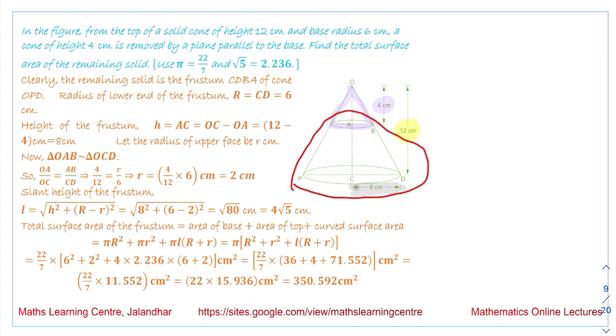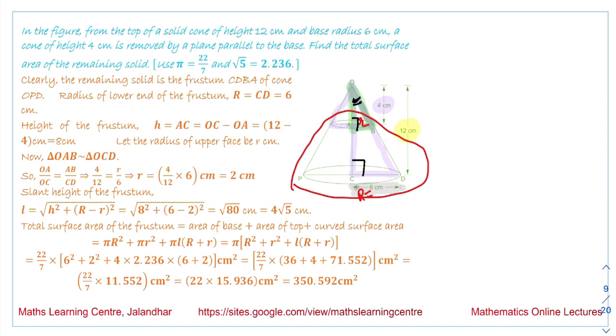So first of all we have to calculate the value of this radius, small r. The value of this is capital R. If we look at these two triangles, the triangle OAB and the second triangle OCD, this angle at C is 90 degrees, this angle at A is 90 degrees, and this angle at O is common. So both these triangles are similar to each other.